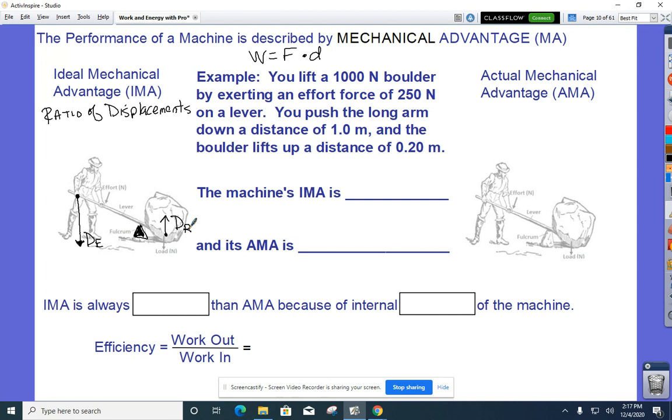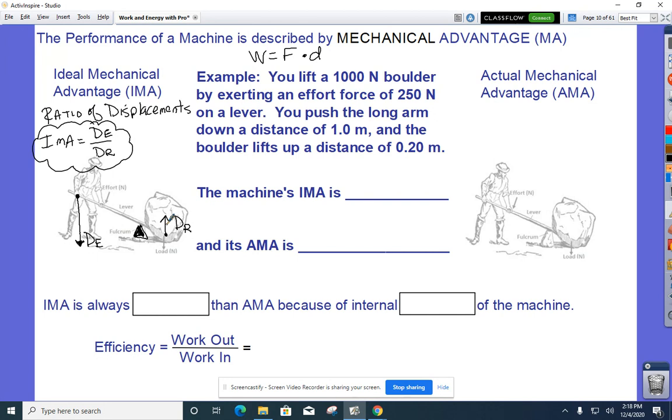So the IMA is a ratio of displacements. I could write that as a ratio of effort to resistance distance, so d_e over d_r. Ideally, it's a ratio of these distances. It is how far I exert that effort compared to how far the resistance moves. Okay, so that'd be the IMA.